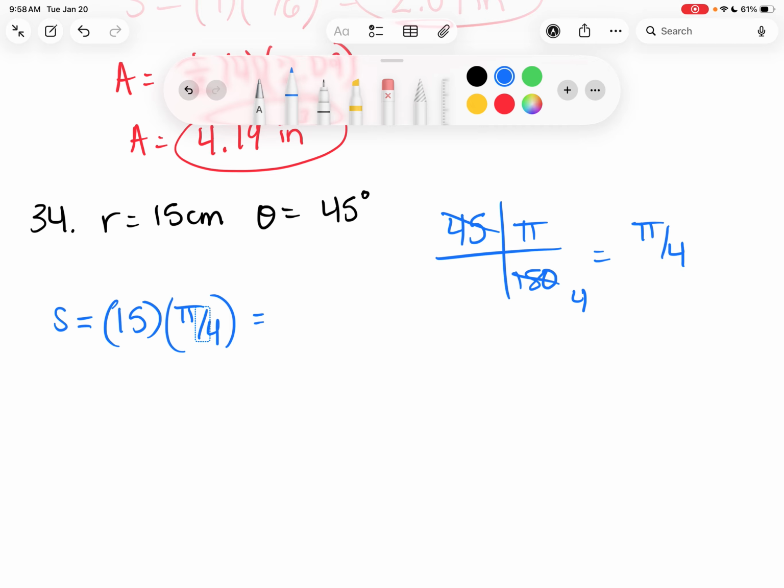11.8. 2 decimal places. Oh, sorry. Then 11.7. So 11.78, and then we have to have units, centimeters.